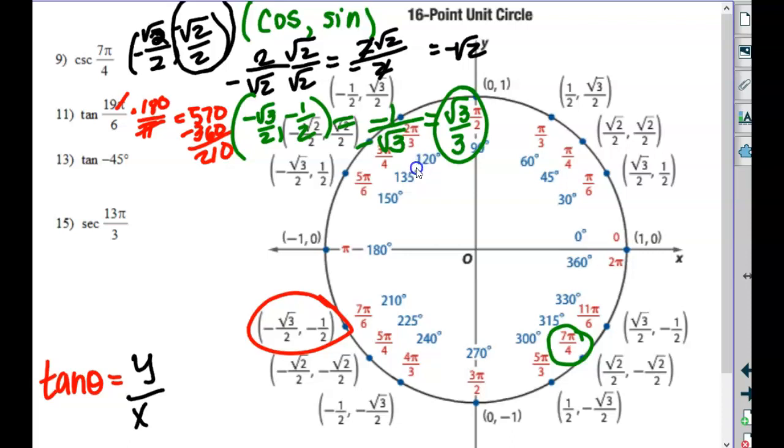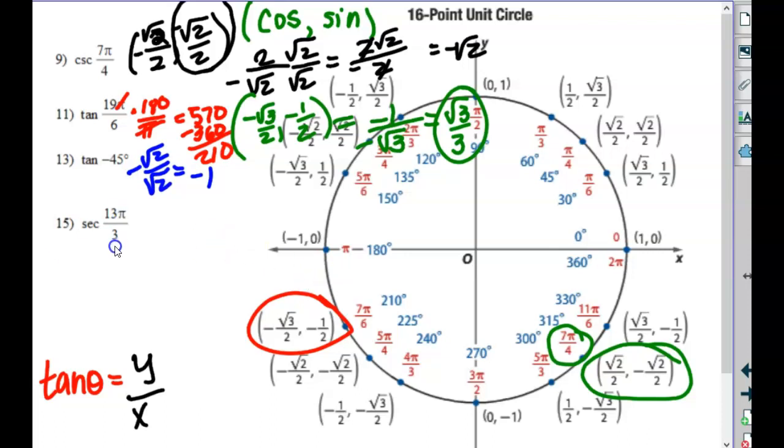Okay. Tangent at negative 45. Negative 45 would be here, so what's the tangent right there? Oh, you're really scaring me, guys. Y over x is negative 1.